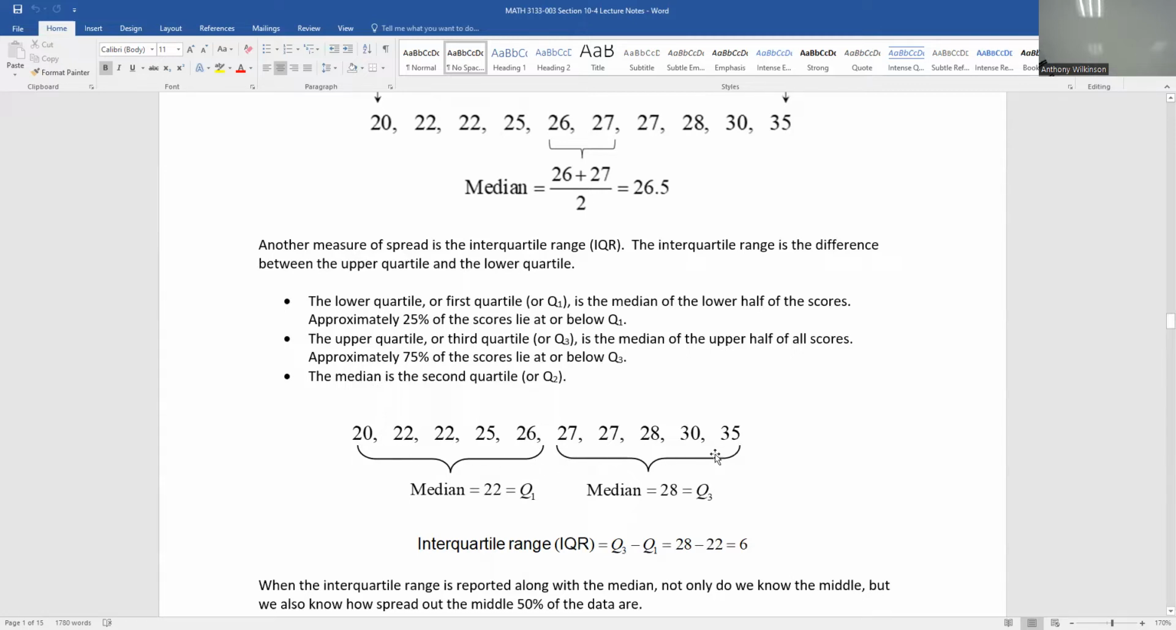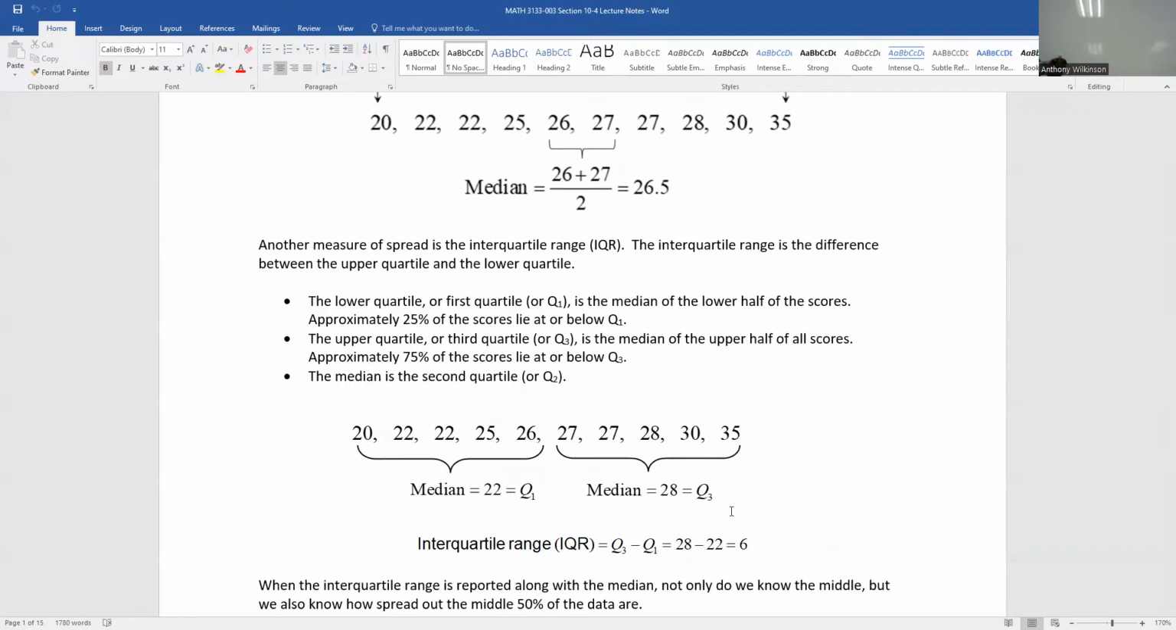And then for the upper half, which is these numbers here from 27 to 35, the middle number here is going to be 28. And that represents Q3, which we call the upper quartile or the third quartile. That's, of course, the median of the upper half of all scores.